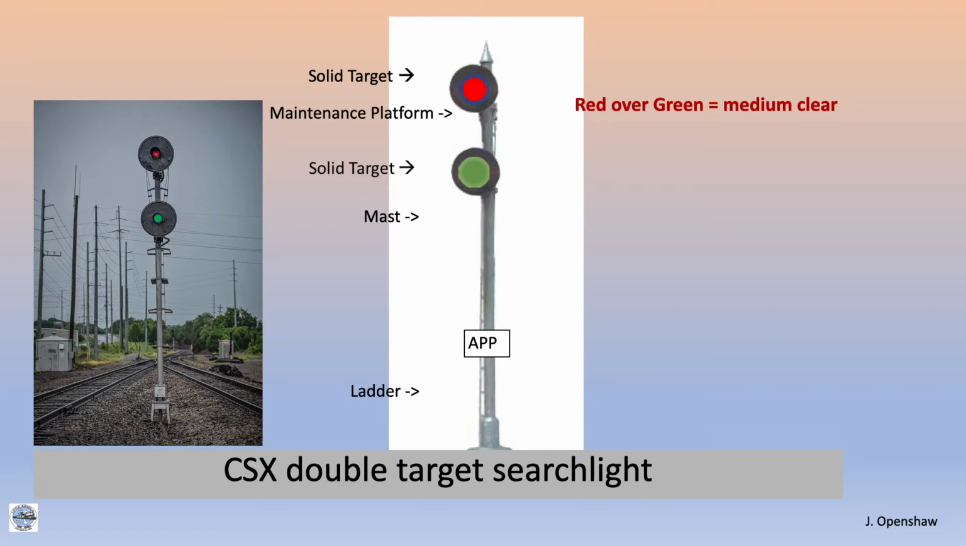Okay, red over green. This is a medium clear. It's almost like looking at the 3 target, but there's no bottom target. So medium speed through turnouts, crossovers, power operated switches, and once you're all on the main, then you're good to go. Maximum authorized speed. Okay, next signal, Dave.